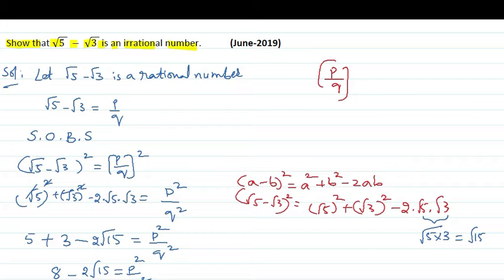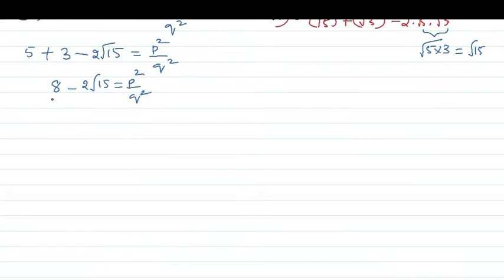Here we need to get only one irrational number on the LHS, so we need to transpose this 8 to the right side. So it will become 8 minus p square by q square, which is equal to 2 root 15. I transpose this to the right side and I transpose this to the left side.